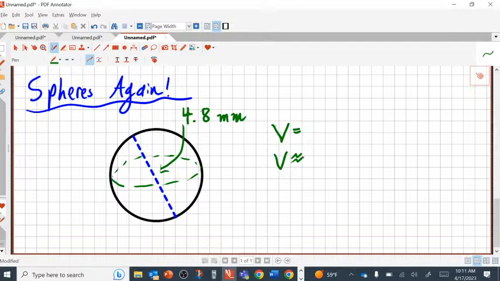Listen, Peterson. A sphere doesn't have a circumference, right? It sure does. It's weird. The circumference is the distance around that belt. Okay. The distance around that belt.